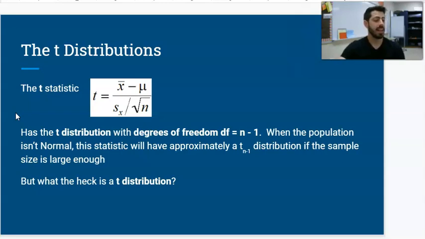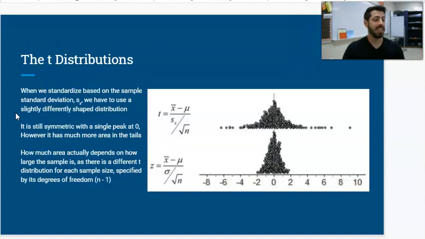The t-statistic has what we refer to as degrees of freedom that are equal to whatever the sample size is minus 1. So when the population isn't normal, the t-statistic will have approximately a t sub n minus 1 distribution if the sample size is large enough. But what is a t-distribution? Well, a t-distribution is very similar to a normal distribution. It just looks a little bit different.